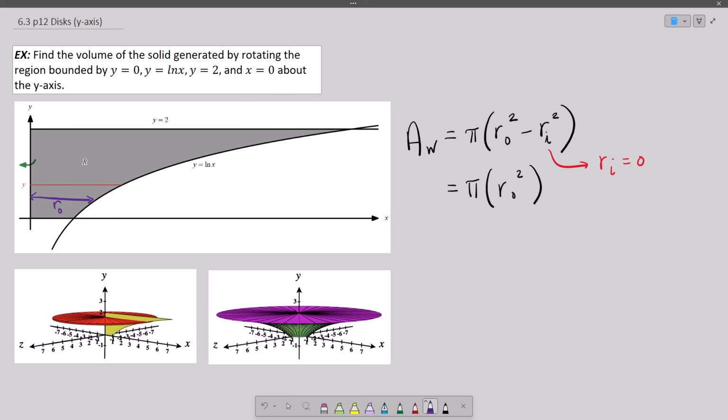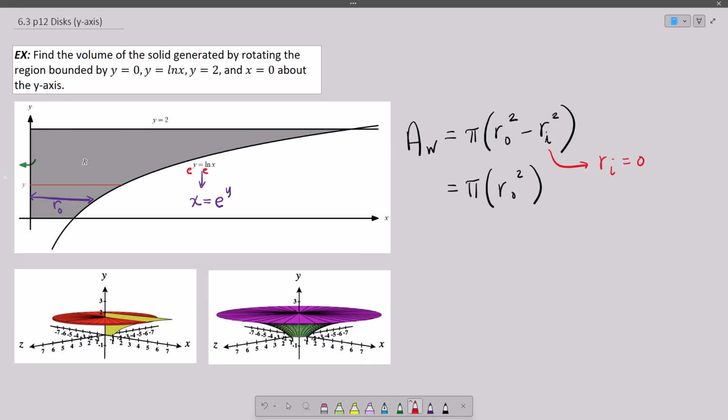So we look at this function right here. We want to isolate x. So x will be equal to e to the y. And we exponentiate. We put an e down here. So on the left we have an e to the y, and I just switched it because we usually put our independent variable on the right and our dependent variable on the left.